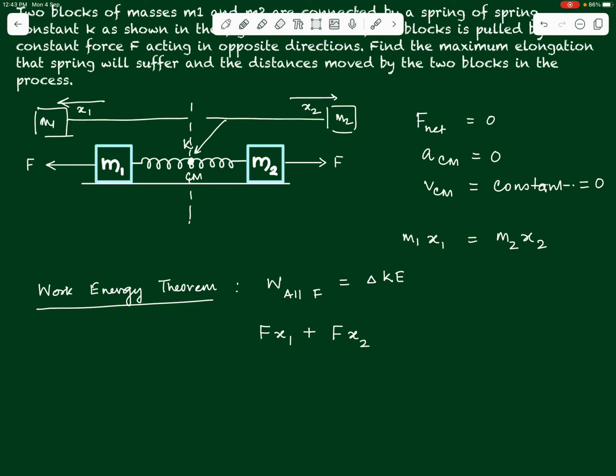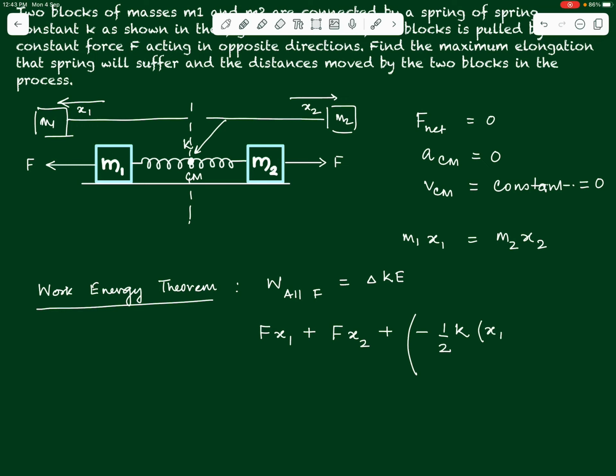This is the work done by the external forces, plus what will be the work done by the internal spring force. Remember that in the work energy theorem we consider the work done by all forces, whether they are external or internal. In this case, do you understand that the spring does work because the spring undergoes a change in its state? What will be the work done by the spring? By definition, the work done by the spring is the negative of the change in its potential energy. So it will be minus half k into, do we see that if the two blocks move x1 and x2 towards left and towards right, the total extension that the spring will suffer will be x1 plus x2.